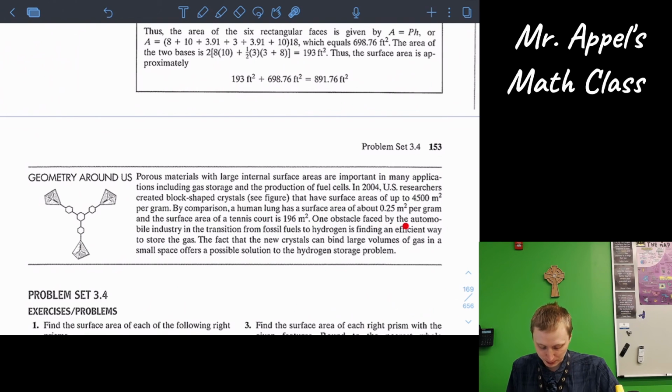One obstacle faced by the automobile industry in the transition from fossil fuels to hydrogen is finding an efficient way to store the gas. The fact that the new crystals can bind large volumes of gas in a small space offers a possible solution to the hydrogen storage problem. Although by now, electric cars are really taking off. For a while, people thought maybe we'll go to hydrogen. It is a fantastically efficient fuel if only you can find a box to keep enough of it in. This may be the solution.